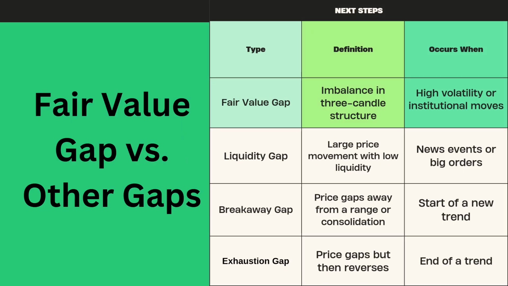Fair value gap: imbalance in 3-candle structure. High volatility or institutional moves. Liquidity gap. Large price movement with low liquidity. Fair value gaps typically indicate potential areas where the market will retrace to fill the gap, reflecting underlying market inefficiencies, whereas common gaps often occur in non-trending markets and are usually filled quickly without significant trading opportunities.